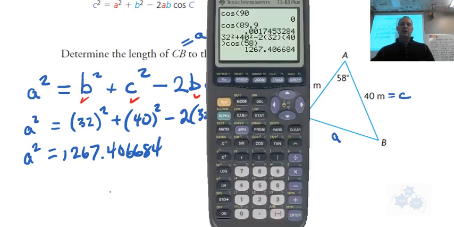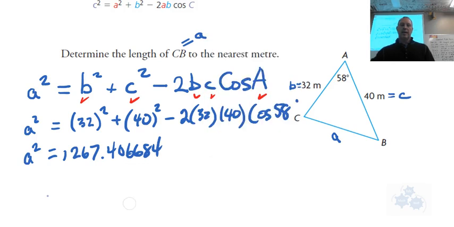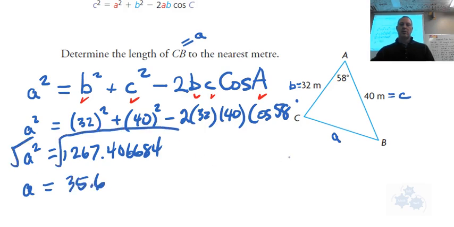And so what we want to do is find A, not A squared. We're not interested in A squared. And so we do the square root and use your answer button to put that whole decimal in there, and you'll get something that's very, very accurate, 35.6. So A should be 35.6 once we take the square root of both sides.